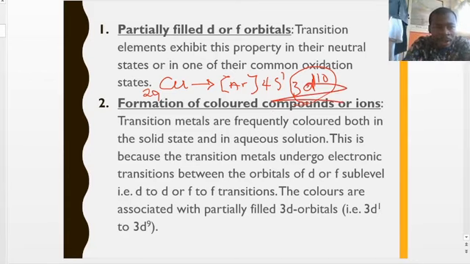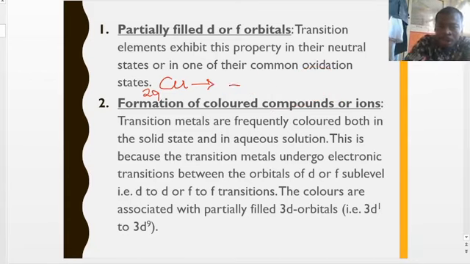If you take a look at another element, for example, it could be in the neutral state, or it could be in the common oxidation state.